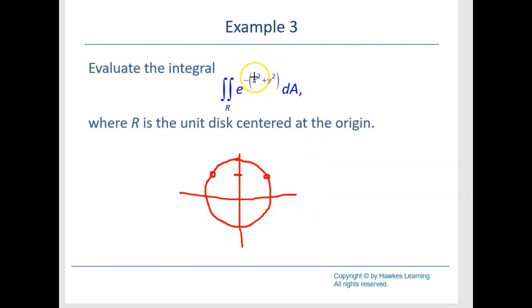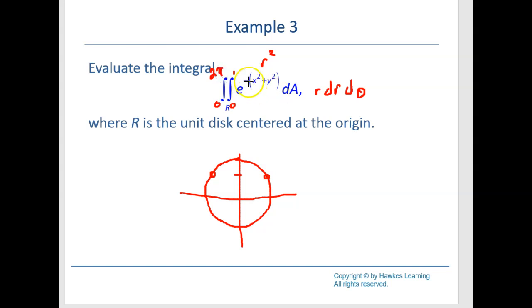But if I switch this to polar, this becomes e to the negative r squared, right? And we need to stick an extra r on there, so r dr d theta, and our limits of integration in terms of r and theta are going to be, again, r goes from 0 to 1, and theta goes from 0 to 2 pi again. We don't always have to go to 2 pi. It depends on what the shape looks like. But when it's a full circle like this, we do.